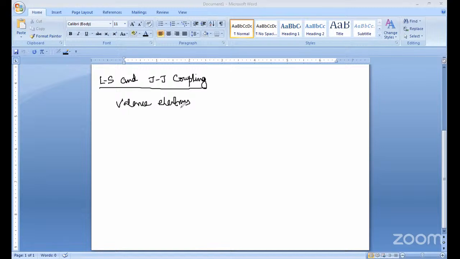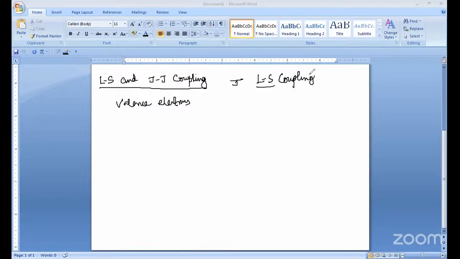To compute the total angular momentum J of a many electron system, we have to study the LS coupling and JJ coupling schemes. So first we will move to LS coupling. What is LS coupling? We'll see here.